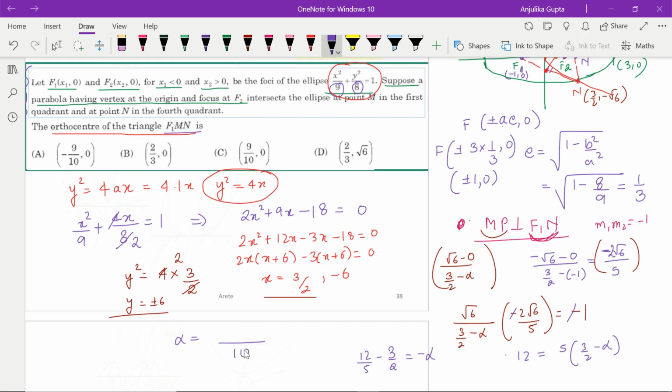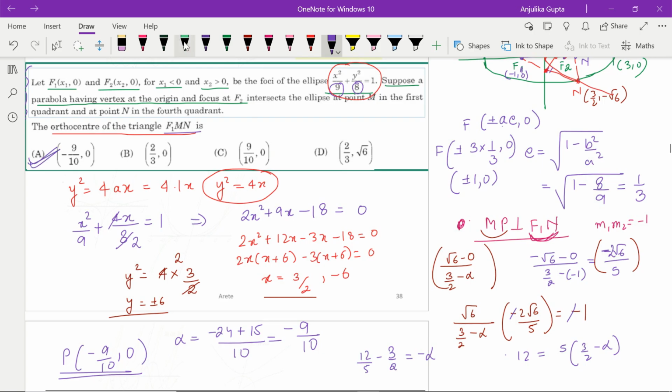I will take 10 as the LCM, and what I'm getting is 24, so minus 24 and plus 15. How much is that? 5 and 4, 9. So negative 9 over 10. My P was alpha comma 0, so minus 9 upon 10 comma 0, that's my orthocenter. So the option matches. A is the correct option.